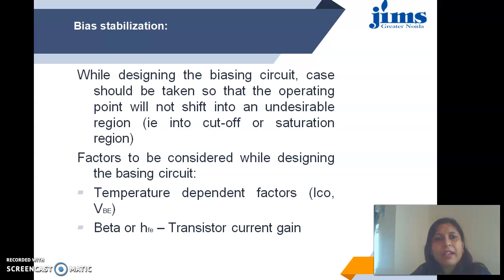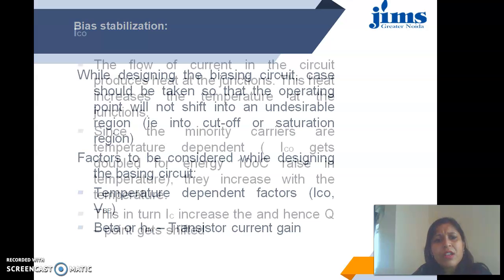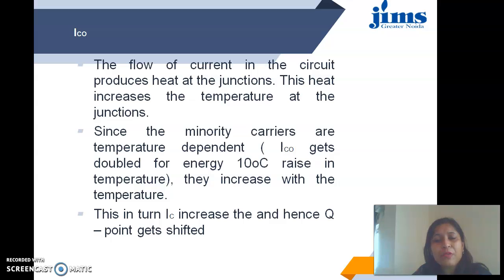Okay, then comes bias stabilization. The point we have concluded is that the biasing point, the Q point, must be at the middle of the load line, exactly at the center of the load line in the active region. Now there are a few factors on which the Q point shifts from its original position: the temperature factor, leakage current, VBE, and transistor parameters like beta or hFE. So these are the factors on which the Q point may shift.